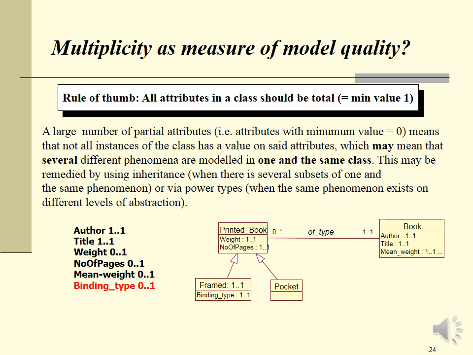So if we tried to put binding type in the printed book class, then the binding type would be 0..1, since pockets do not have a binding type. But by dividing printed book into framed books and pocket books, we can put binding type in the right class and accomplish this rule of thumb that the minimum value should be 1.